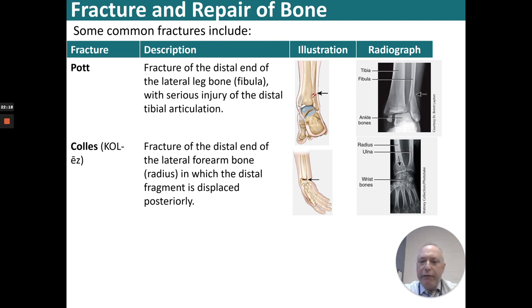There are Pott fractures, which, for example, involve the distal end of the fibula. You can see it almost looks like a hairline fracture of the fibula at the articulation point. And then finally, Colles, which is the fracture of the distal end of the lateral forearm bone, the radius. And the portion of bone is displaced posteriorly. You can see this in the wrist.